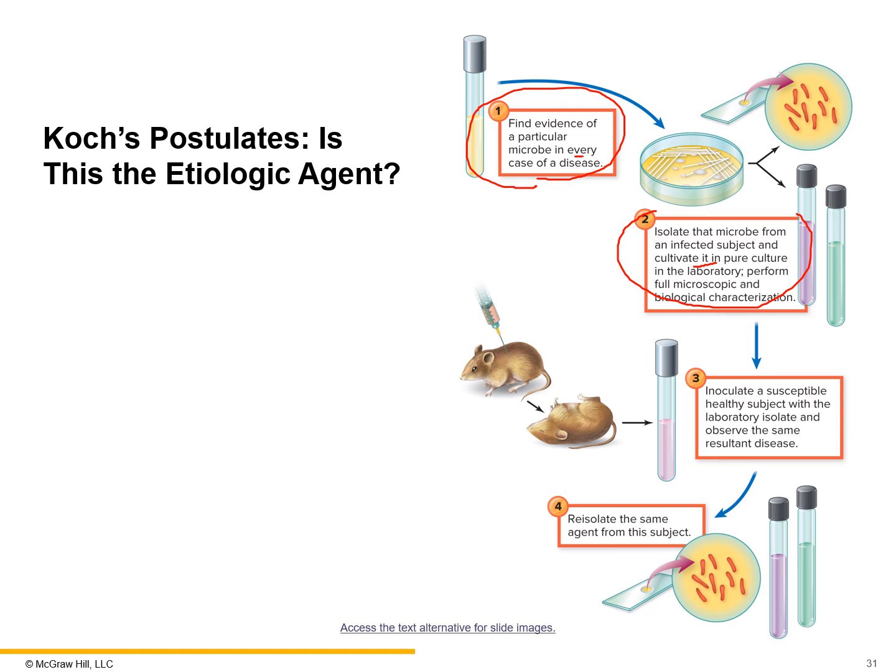Then if that agent is inoculated, or added to a subject in a laboratory setting, like the mouse over here, it should cause the same disease, and it should then be re-isolated from that subject. So if it's injected into a subject, the subject has the disease, then it should be able to be re-isolated from that patient. And that's a way of establishing what is actually causing the disease.